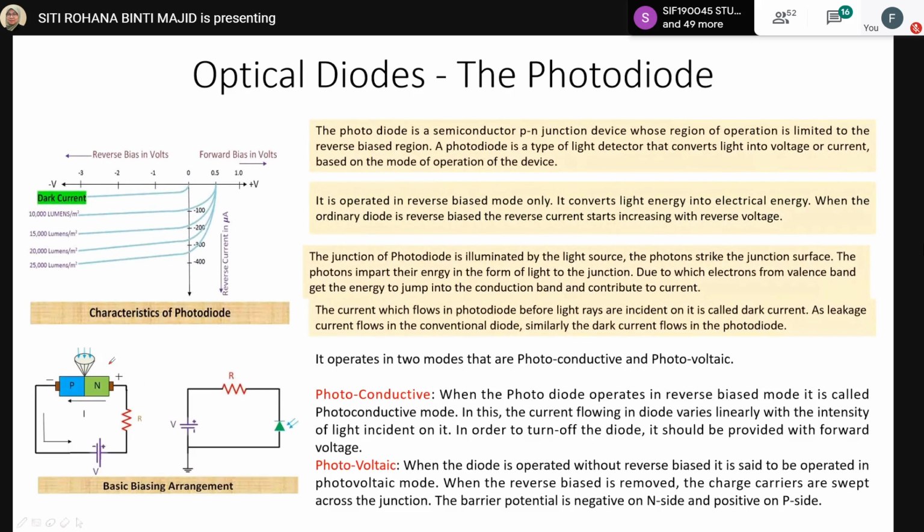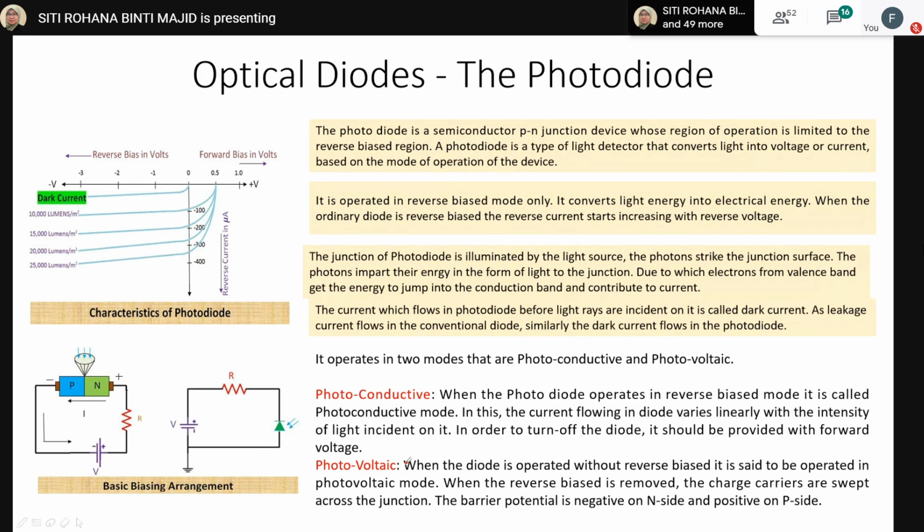Okay, this one is a biasing arrangement for the photodiode. They operate in two modes, which are photoconductive and photovoltaic. So photovoltaic, in simple words, is a solar cell.